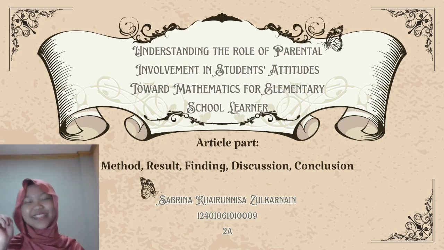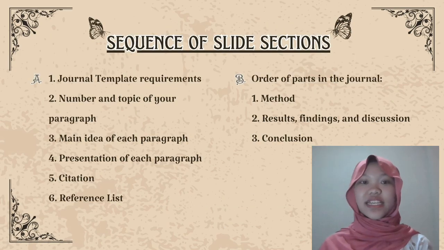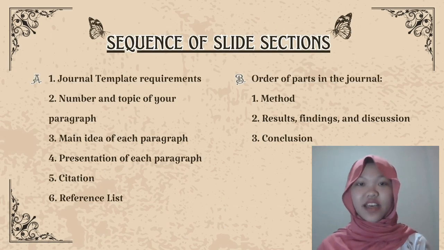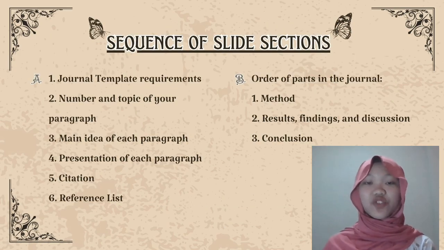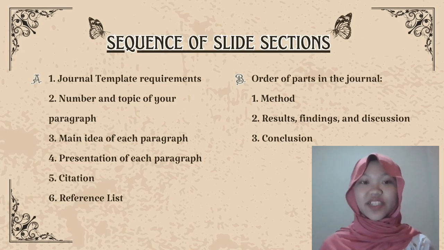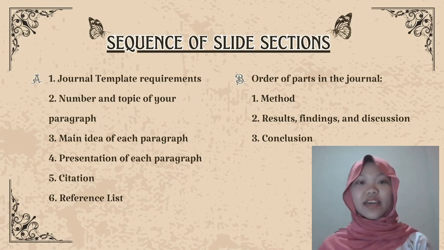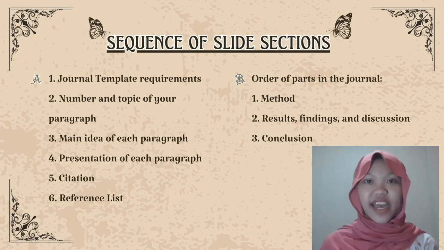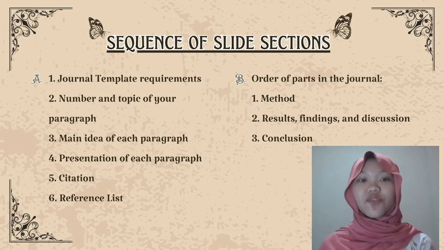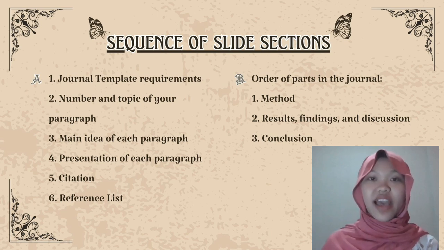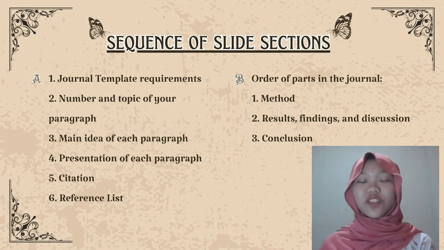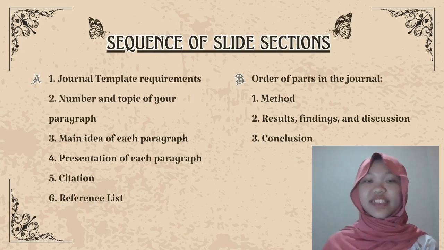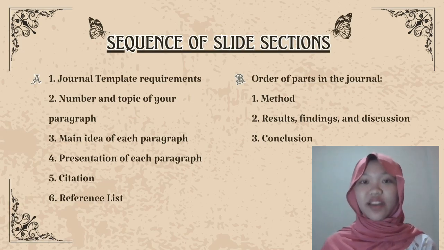Okay, let's begin. First is the sequence of slide sections. There are two things that you have to mention. A, the sequence of slide sections. First is journal template requirement. The second one is number and topic of your paragraph. The third is main idea of each paragraph. The fourth is presentation of each paragraph. The fifth is citation. And the last one is reference list.